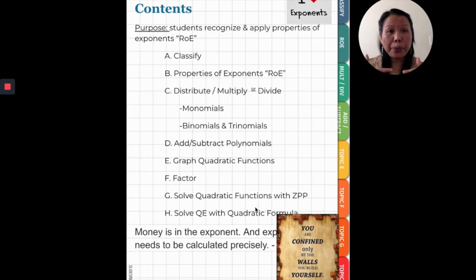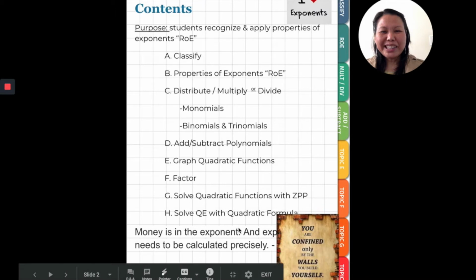Building on that, we're going to go further with factoring, and it's getting a little bit more challenging with solving quadratic equations as well. Factoring and solving quadratic equations are the step up from just learning the properties of exponents and using the properties of exponents, okay? I have a quote right here. You are confined only by the walls you build yourself. Let's move on.